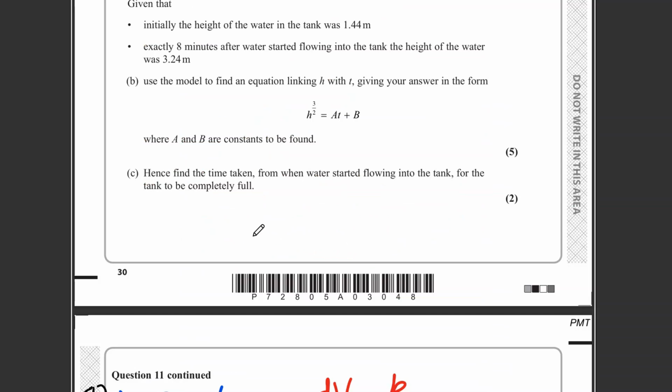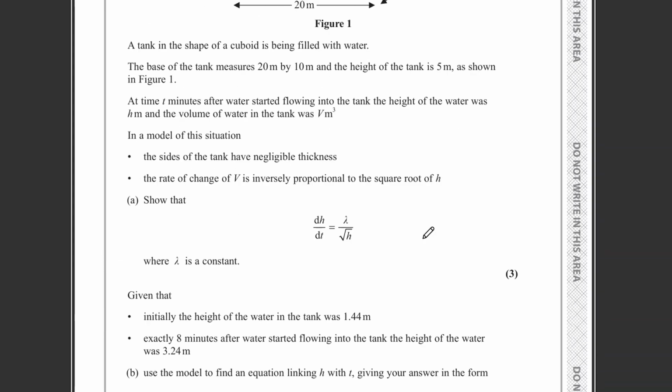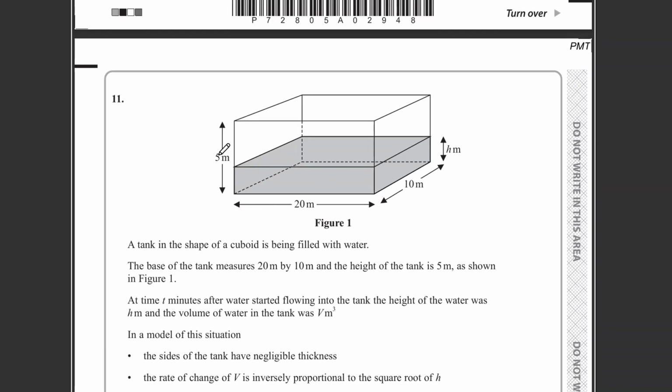Okay, and then for part C, we need to find the time taken from when water started flowing into the tank for the tank to be completely full for 2 marks. Okay, so if we look at the diagram, we can see that the height of this tank is 5 meters. Now remember, h is the height of the water inside the tank. So in order for the tank to be completely filled with water, h needs to be equal to 5.